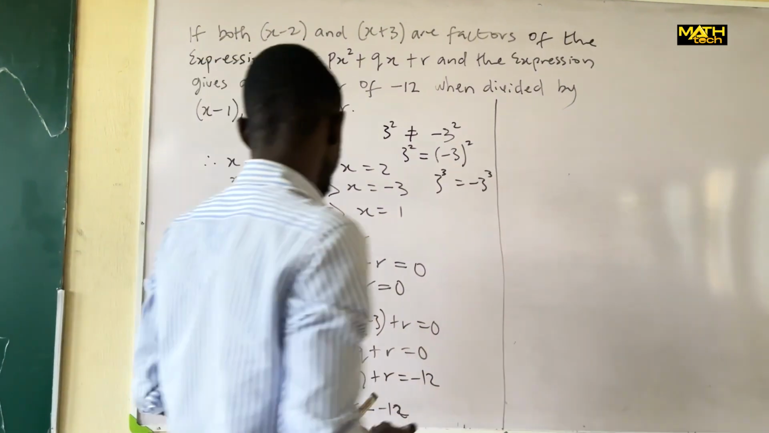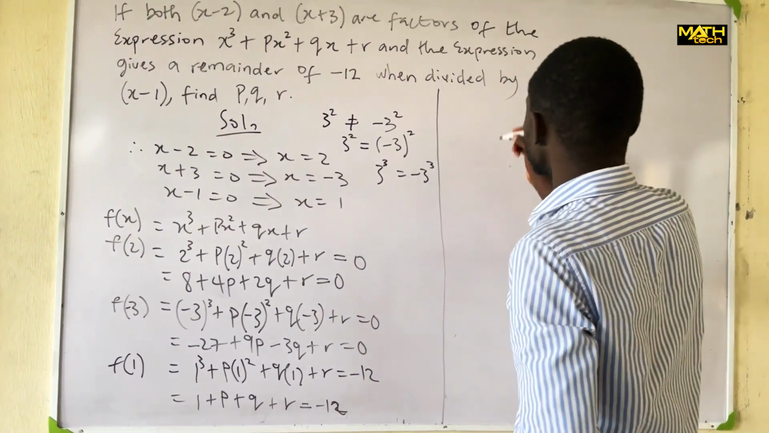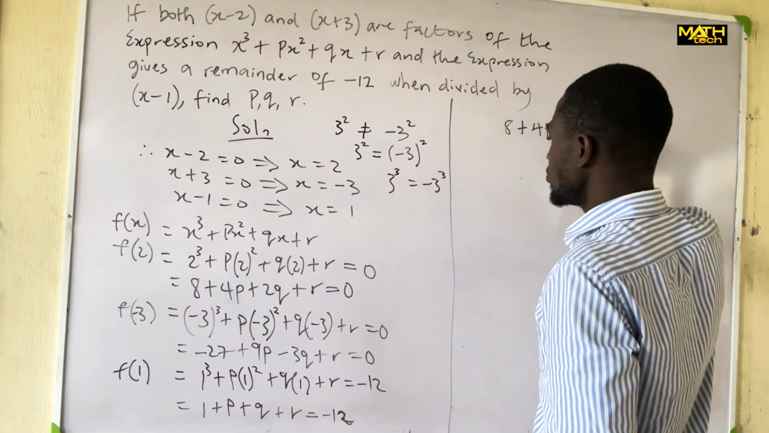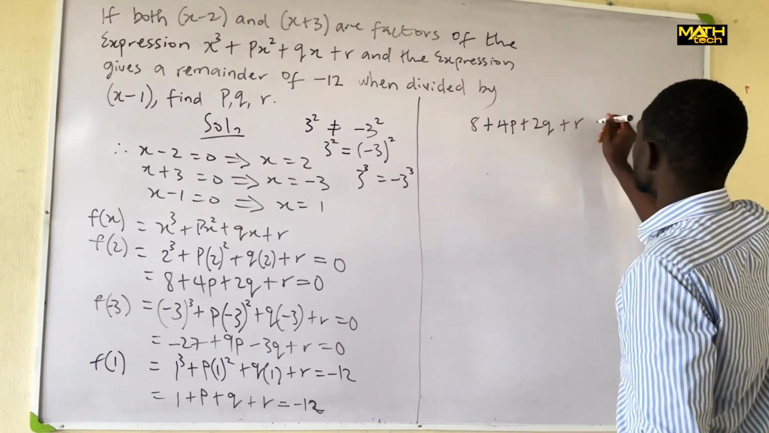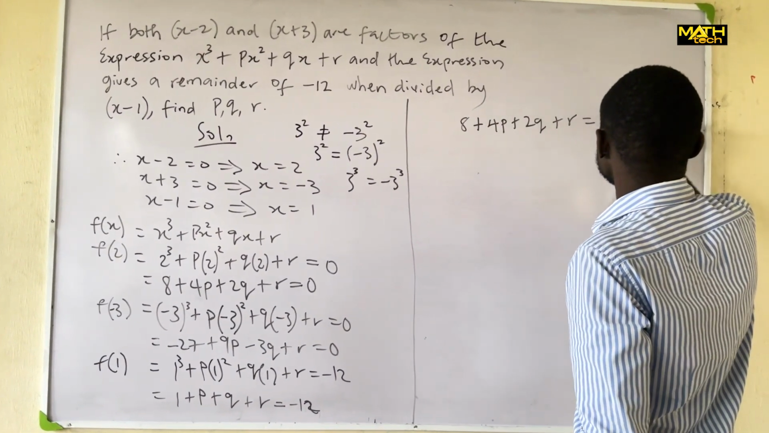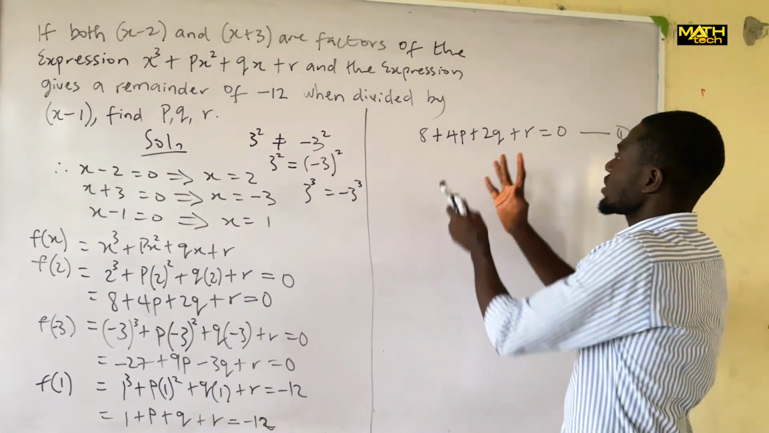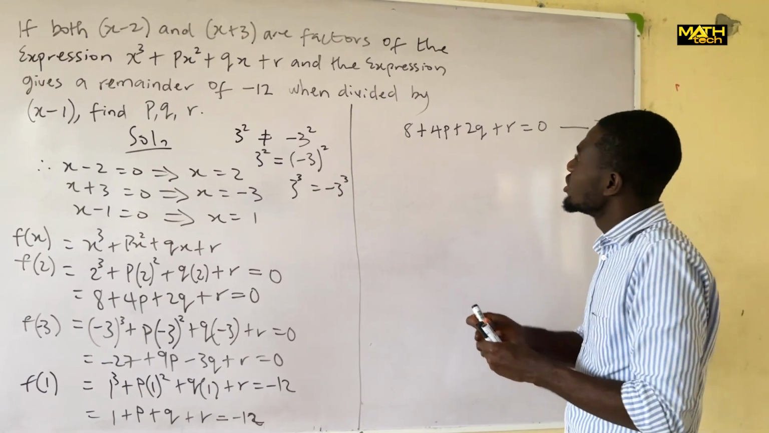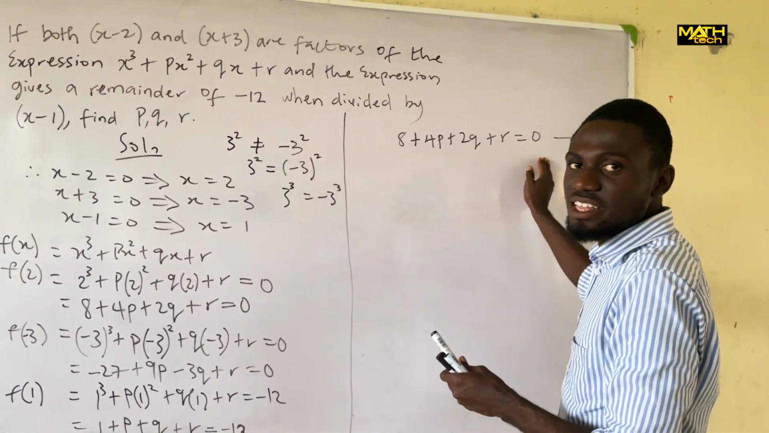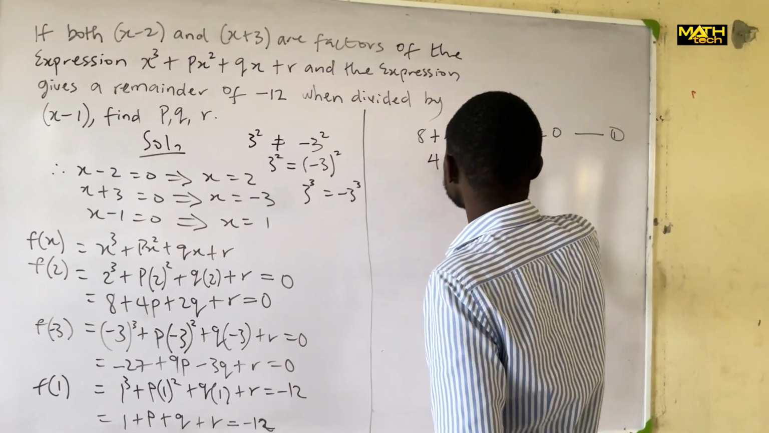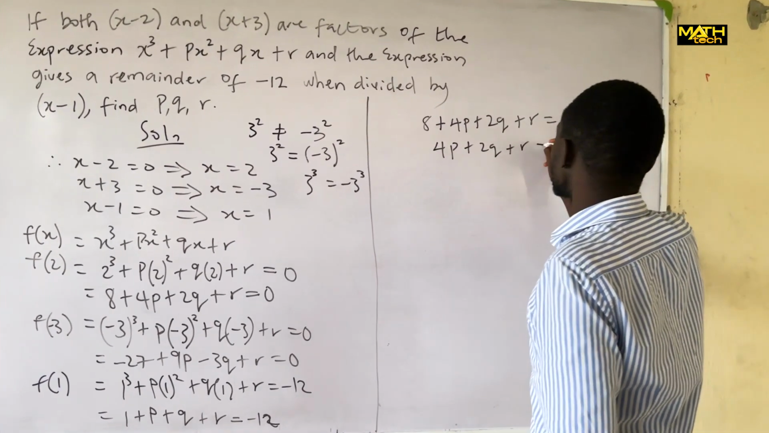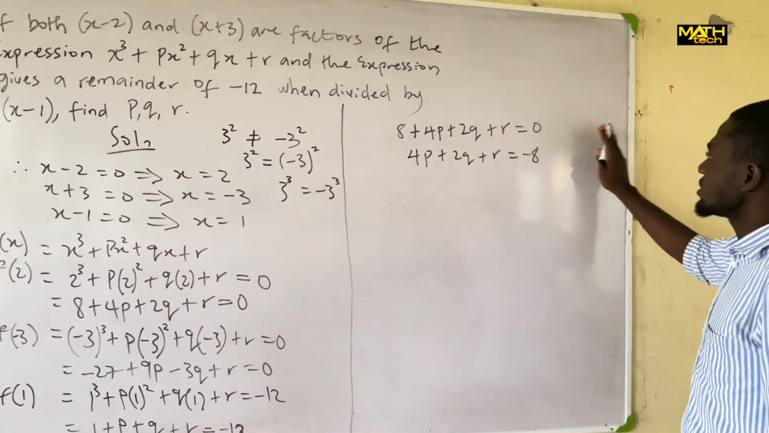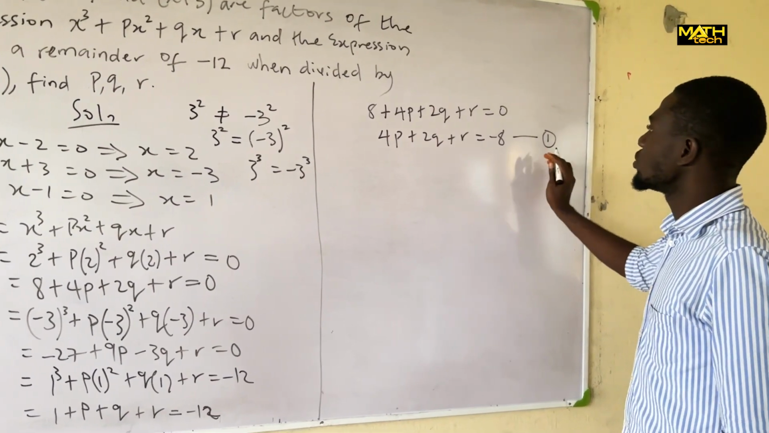So now let's arrange our equation. So we can call this what? Equation 1. We say 8 plus 4p plus 2q plus r equal to 0. We call it equation 1. But to make this expression more understandable and more organized, we move the constants to the right hand side. So we'll be having 4p plus 2q plus r will be equal to what? When this passes over, it becomes what? Minus 8. So we call this equation 1.